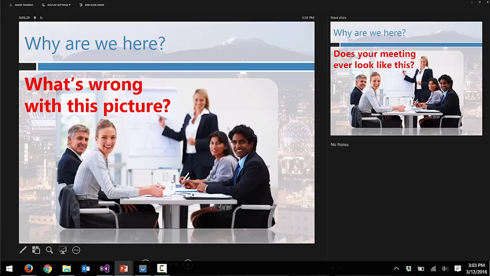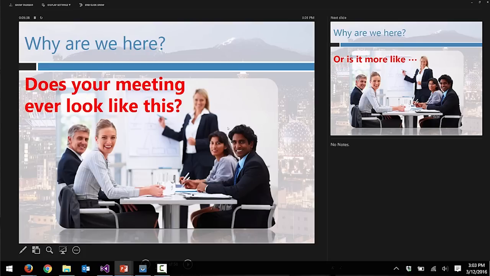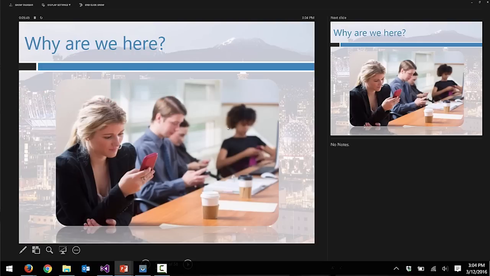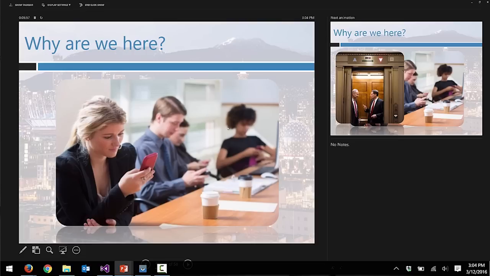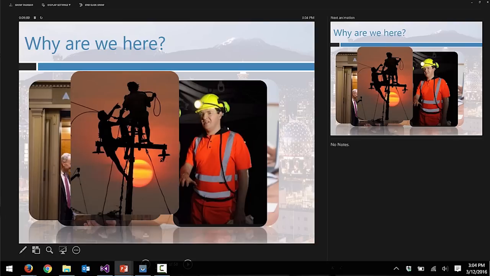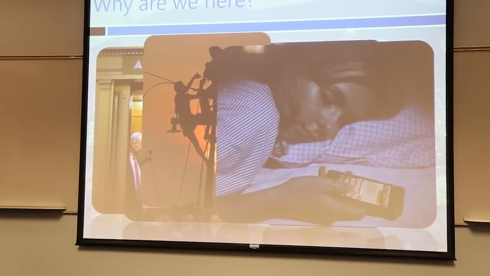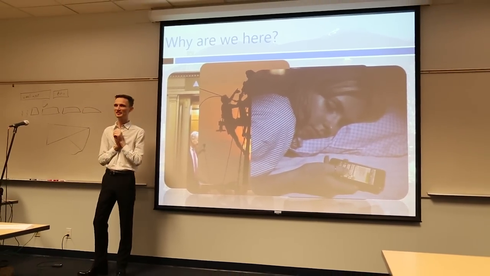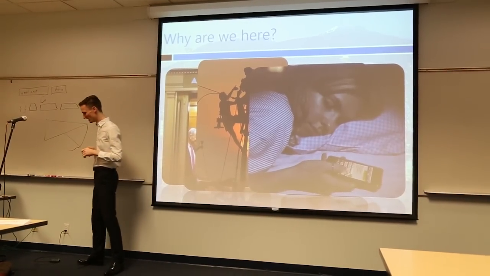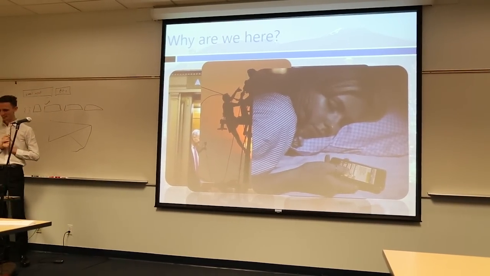What's wrong with this picture? Everybody's happy, right? That's typically not how it goes. Does your meeting ever look like this? Or is it more like this, except the phone is underneath the desk, or someone's pretending they're not really looking at the phone, but they're looking at the phone? Or like this. This is actually how my 6 o'clock Scrum call happens every day. I try not to fall asleep before I dial in. It sometimes works.